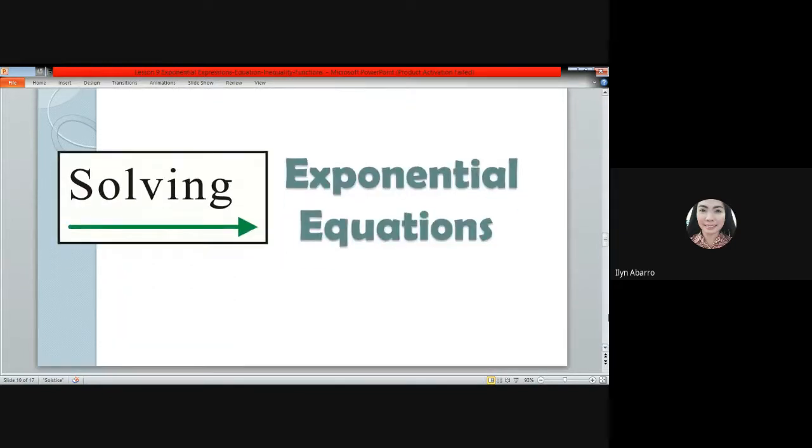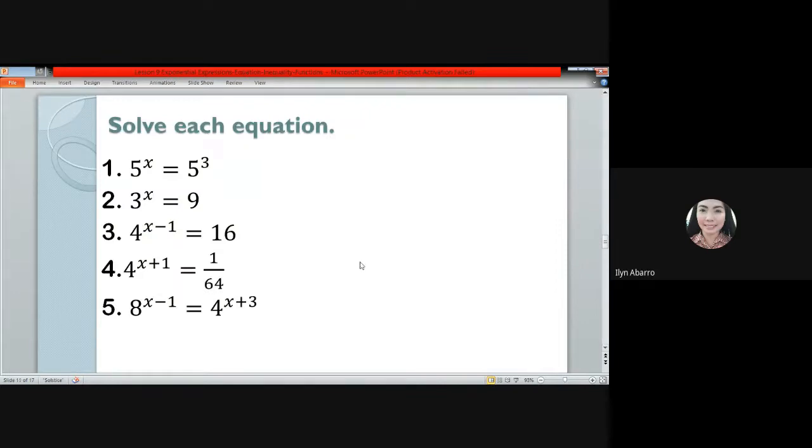Okay? How to solve an exponential equation? Let us have an example. Number 1, 5 raised to x is equal to 5 cubed. Number 2, 3 raised to x is equal to 9. Number 3, 4 raised to x minus 1 is equal to 16. Number 4, 4 raised to x plus 1 is equal to 1 over 64. Number 5, 8 raised to x minus 1 is equal to 4 raised to x plus 3.